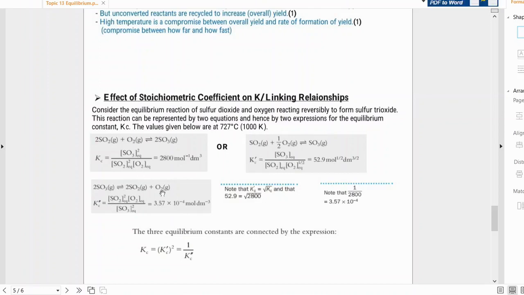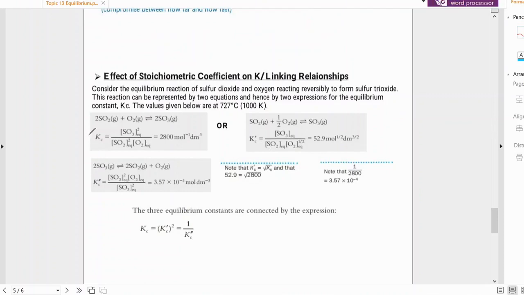Or it can be written like this. This is the backward reaction in the backward form: sulfur dioxide, oxygen, sulfur trioxide. Note that Kc prime is equal to root over Kc. Which was the Kc prime? Kc prime, yes. If we root over Kc, it becomes equal to Kc prime. So root over means to the power of half.